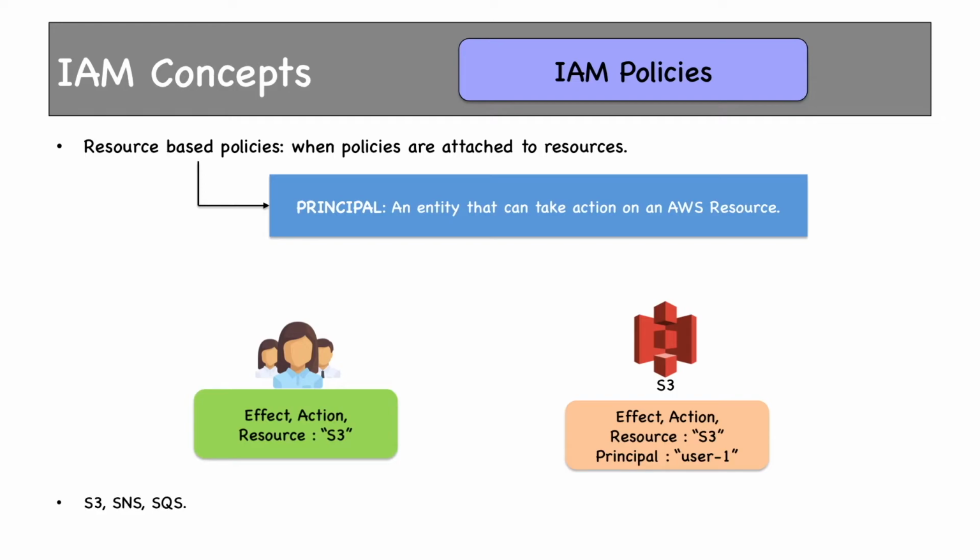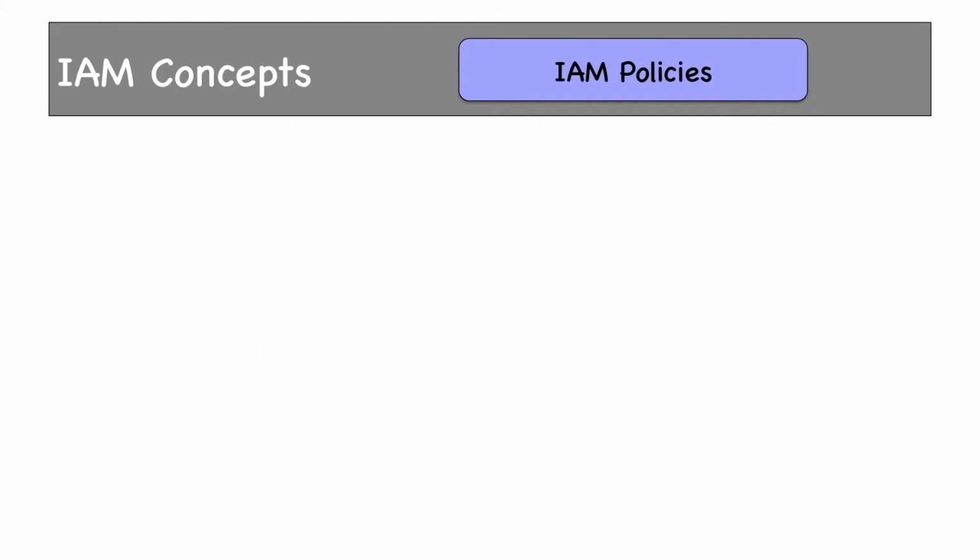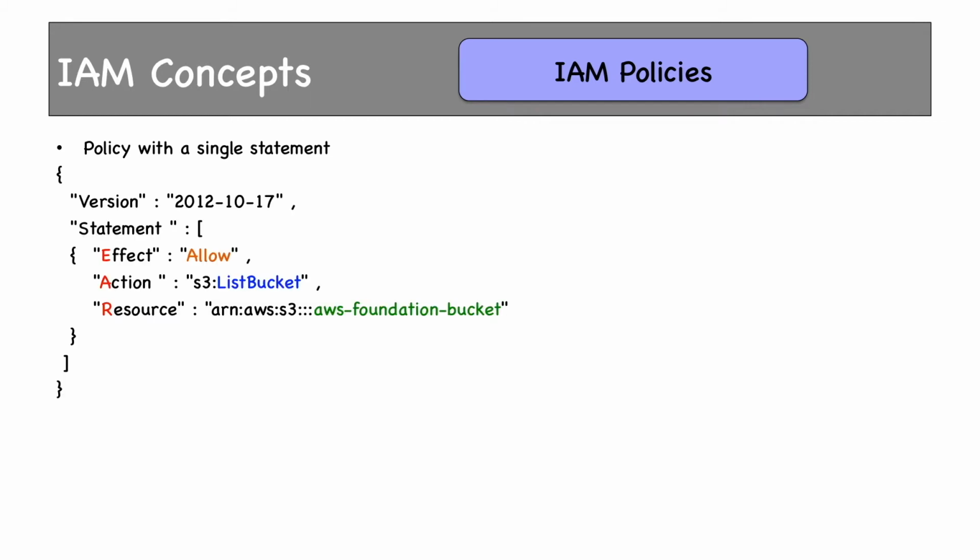As I said earlier, resource-based policies can only be attached with S3, SNS and SQS resources. SNS is simple notification service and SQS is simple queue service. Let's see some examples now. We'll see a policy with a single statement. This is the policy with a single statement.